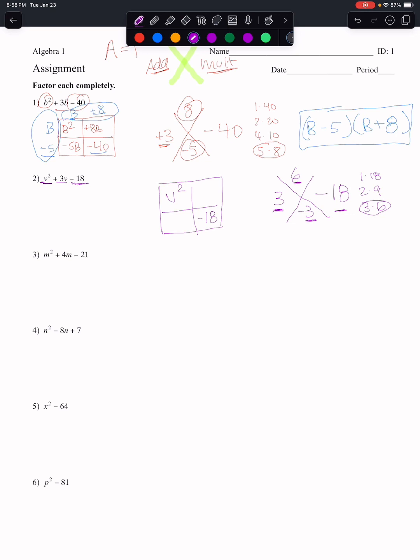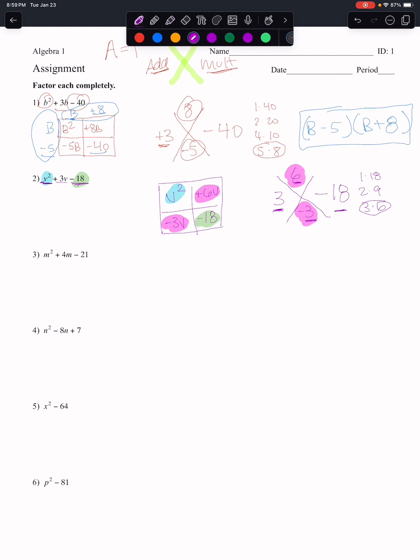Then this positive 6v will go here, and negative 3v will go there. I'm going to do some highlighting real quick just in case y'all need it. So this v went here, this 18 went here, and this number and this number are my diagonals. Remember how we had to add the diagonals before? Now we're doing something slightly different, okay?